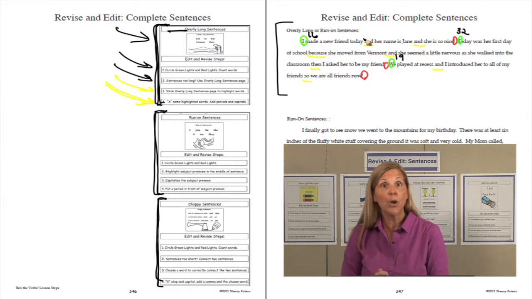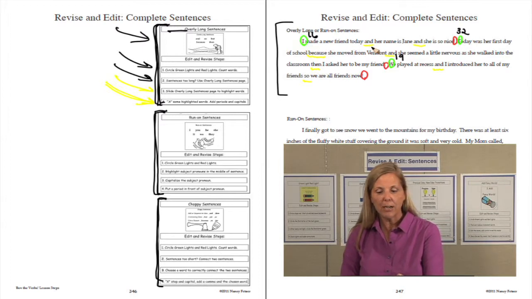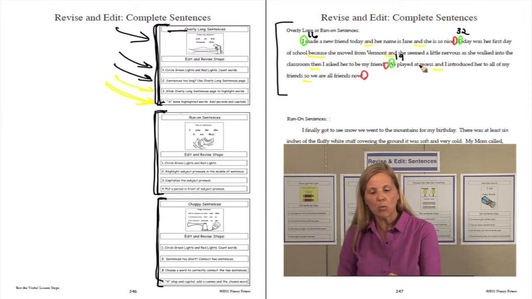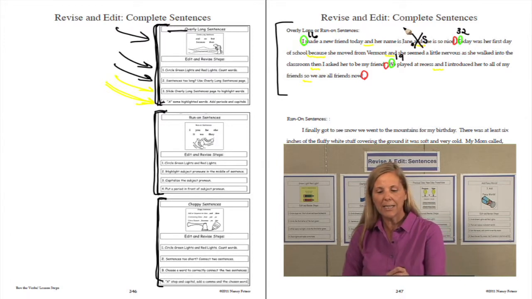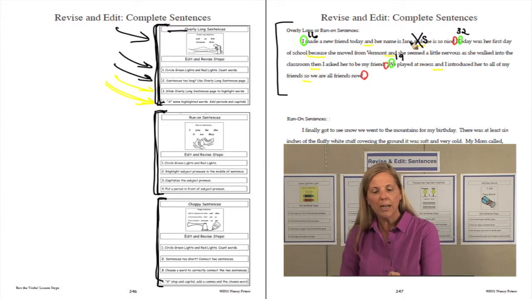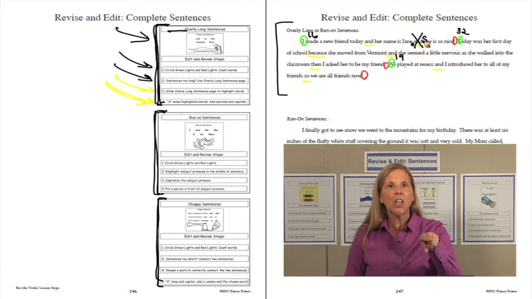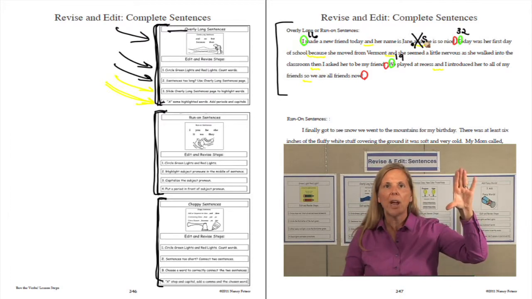So let's go through and let's read the sentence. I made a new friend today, and we get to keep that. Her name is Jane. We're not going to keep the second one, so what do? We cross it out, put a period in front of it, and then a capital after it. Notice that. We're crossing out the yellow word, then in front of it is a period to end the sentence, and then we're going to, after the X, put a capital. What do? Cross out the yellow, put a period, write a capital.